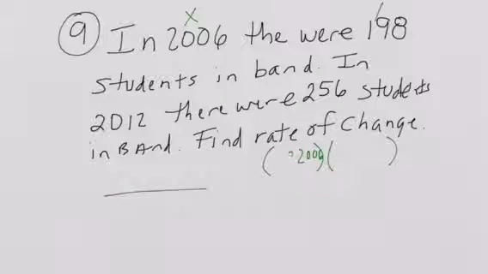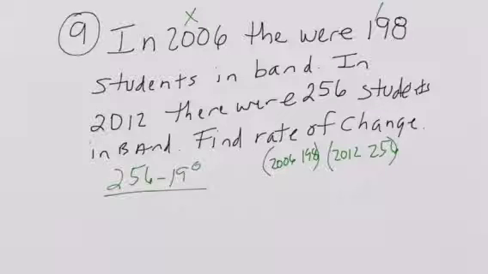So let's go back and fix that. So we're going to do, our X is 206 and our Y is 198. So our X is 212 and our Y is 256. So it's going to be 256 minus 198 over 212 minus 206.